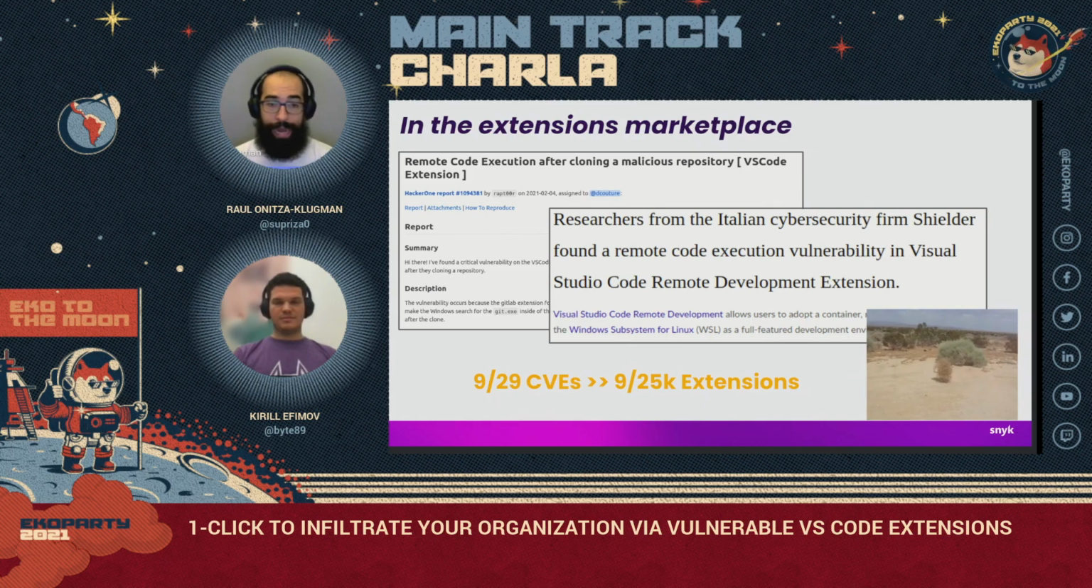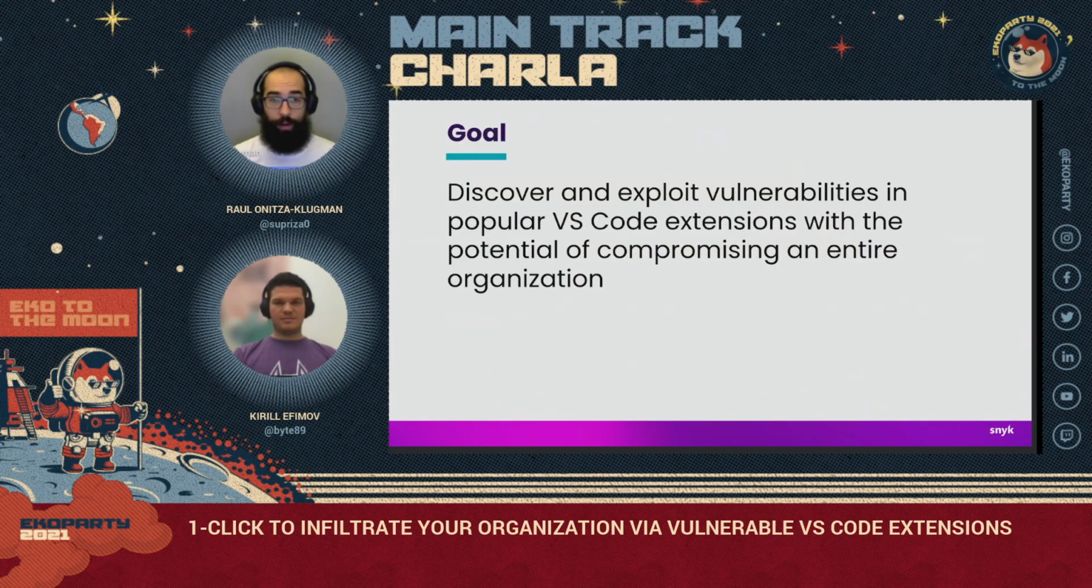So 9 out of 29 is pretty good, right? It's like 30-something percent. But if we look at it in comparison to the size of the marketplace, that is pretty thin, right? 9 out of 25,000 extensions. We expect that there are probably more vulnerabilities there. So our goal was to discover and exploit vulnerabilities in popular extensions that could potentially compromise an entire organization.